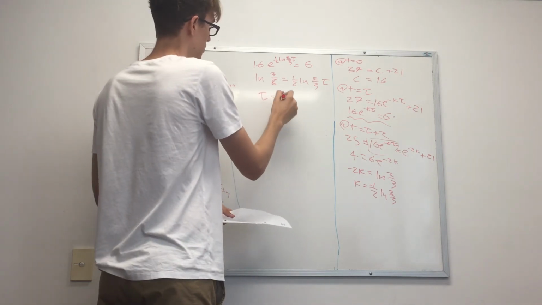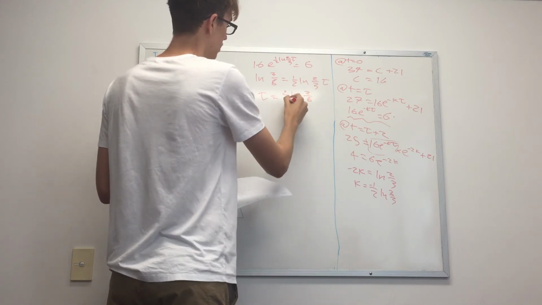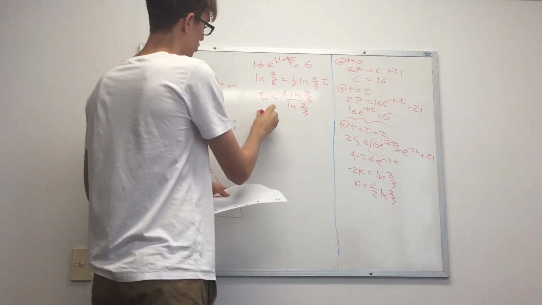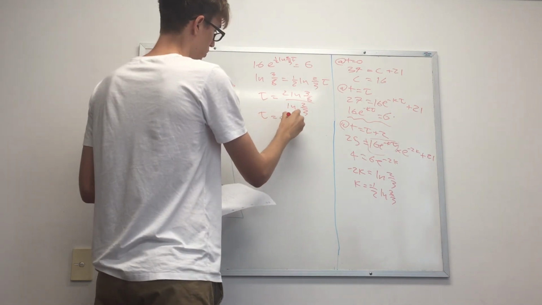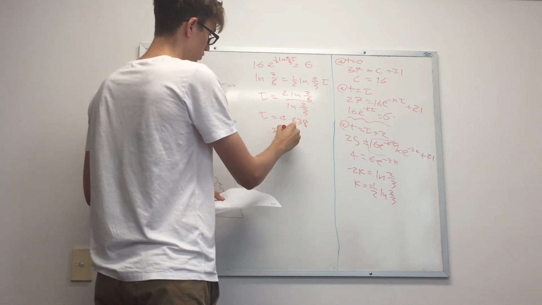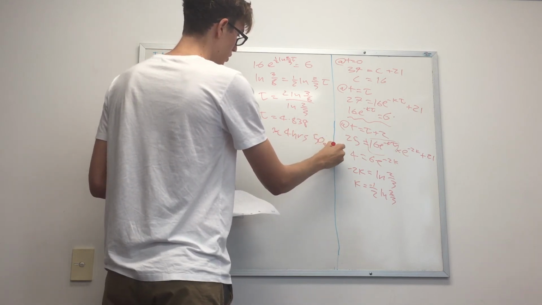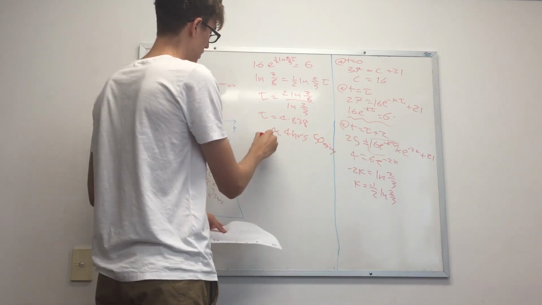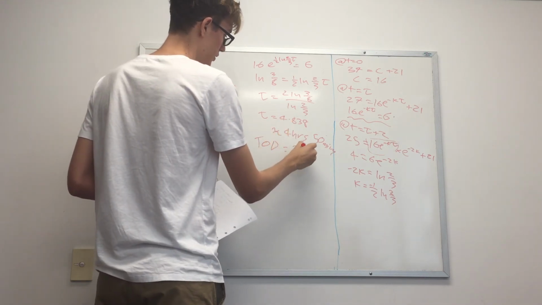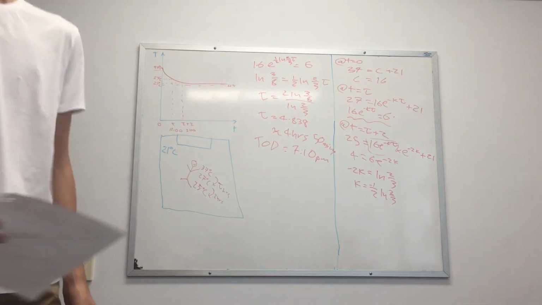So t_or is equal to 2 ln 3 on 8 divided by ln of 2 on 3, which means that t_or is equal to 3.838, which is roughly equal to 4 hours and 50 minutes, which makes the time of death equal to around 7:10 p.m. Get it?